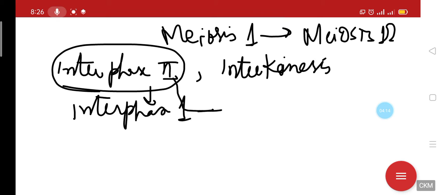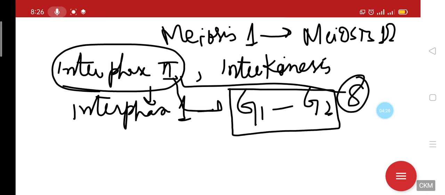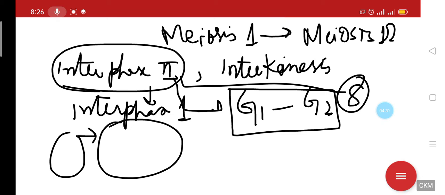Because in interphase 2, what is happening? There's a G1 phase and G2 phase. There is no S phase going to occur in interphase 2. So you know very well, in the G1 and G2 phases, the cell grows in size and prepares itself for duplication, increases the number of enzymes and proteins, and doubles the organelles. But in the S phase, you know very well that the duplication of the chromosomes occurs.